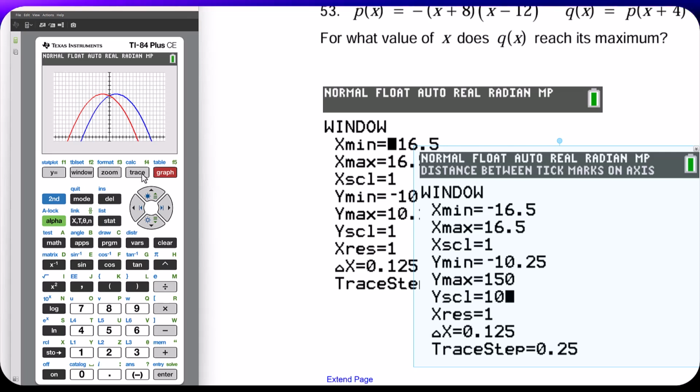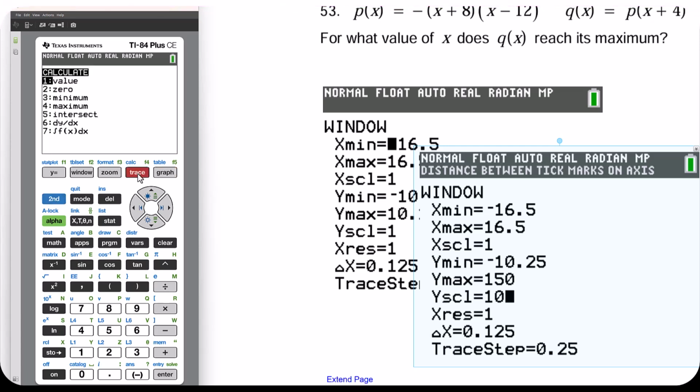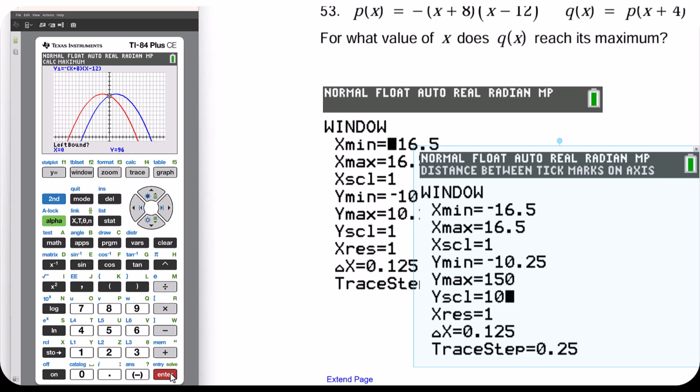And remember, the calculator has a calculate menu. Second trace is the calculate menu. And I can find the maximum, number 4. Right now I'm on the blue function, so I need to press the up or down arrow to get on the red function. And it wants to know the left bound. It looks to me like a left bound might be maybe -5. So instead of moving the cursor, I just like to type in the x value, -5, and press enter.